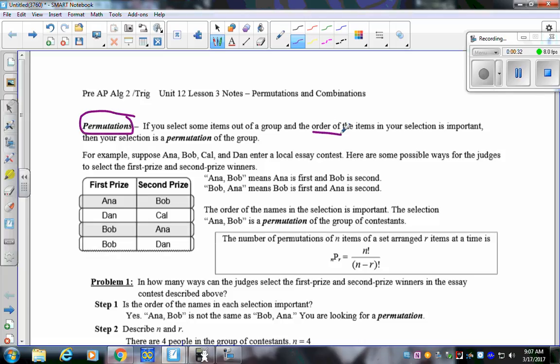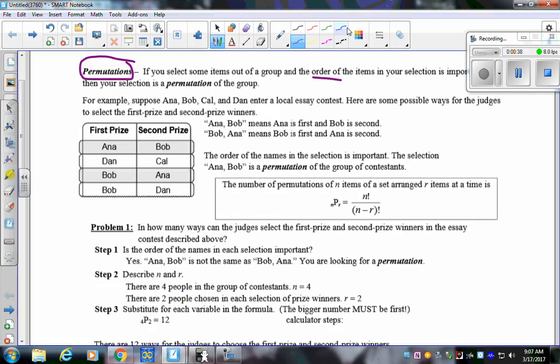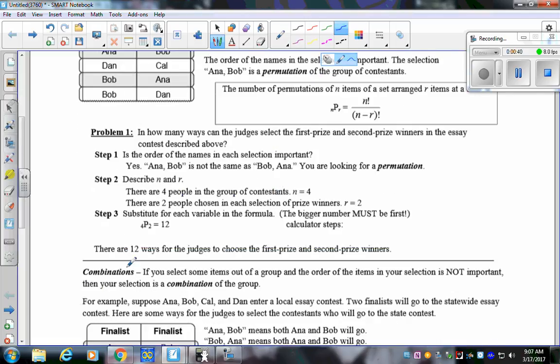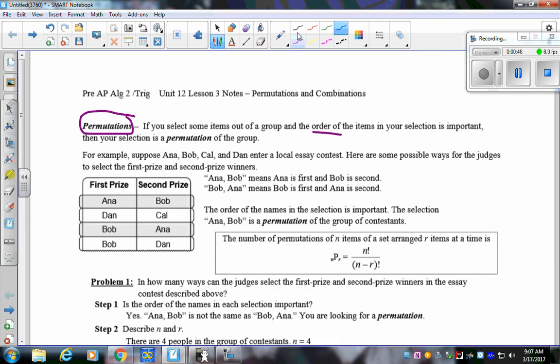Okay, so what it says is if you select some items out of a group and the order of the items is important, it's a permutation. Versus when we get down here to a combination, and we'll come back to this, but in a combination, the order does not matter. And I'll go more into detail what that means.